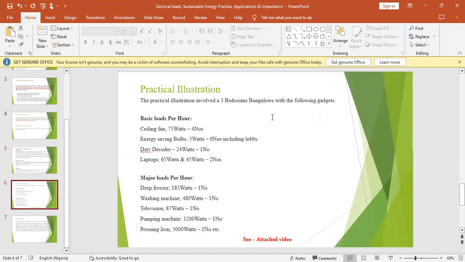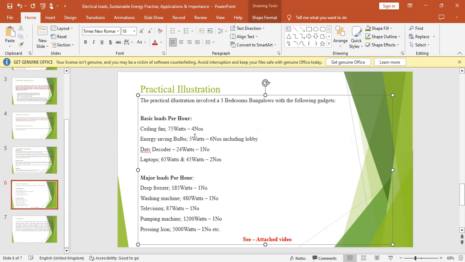Now the practical illustration involves a 3-bedroom bungalow with the following gadgets. The basic load per hour are ceiling fan, 75 watts per hour. There are 4 numbers of them. Energy saving bulb, 4 watts, 6 numbers including lobby. A digital decoder, 24 watts, 1 number.